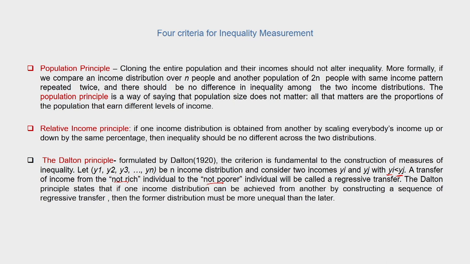And the Dalton principle states that if one income distribution can be achieved from another by constructing a sequence of regressive transfers, then the former distribution must be more unequal than the latter. So, based upon these principles, in economics we try to come up with an inequality index which will help us answer some of the questions with less bias.